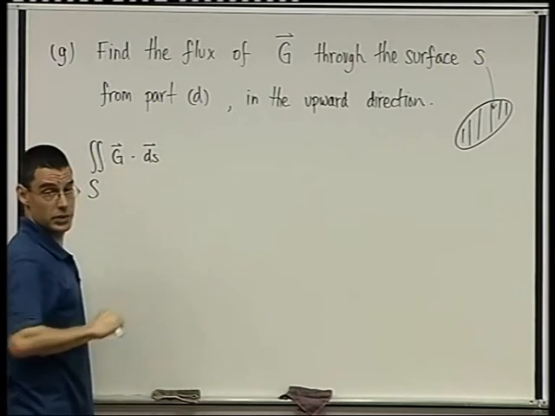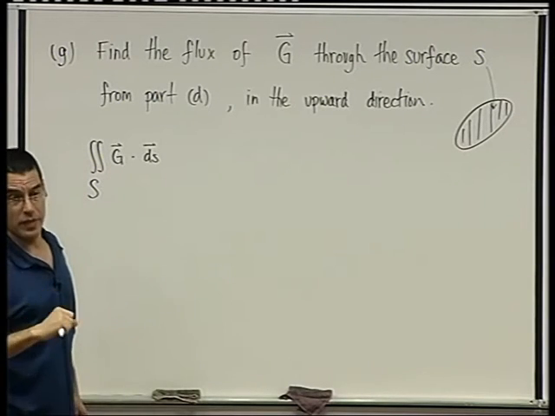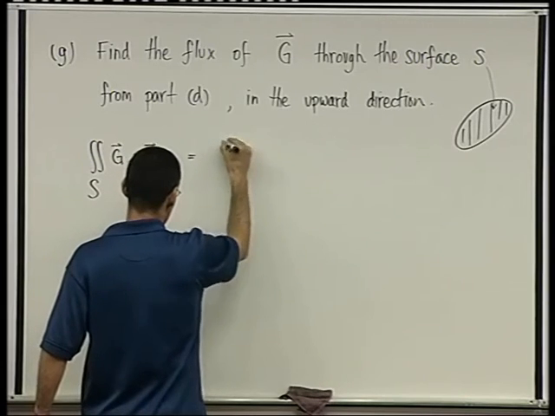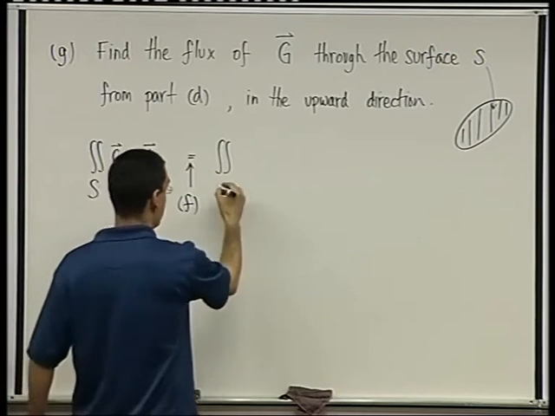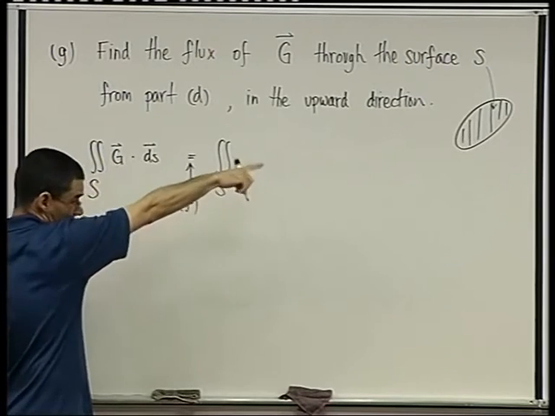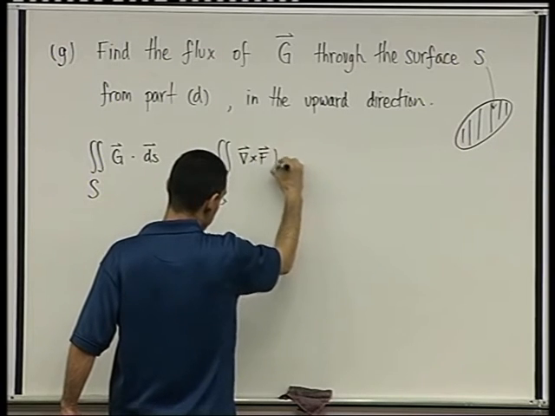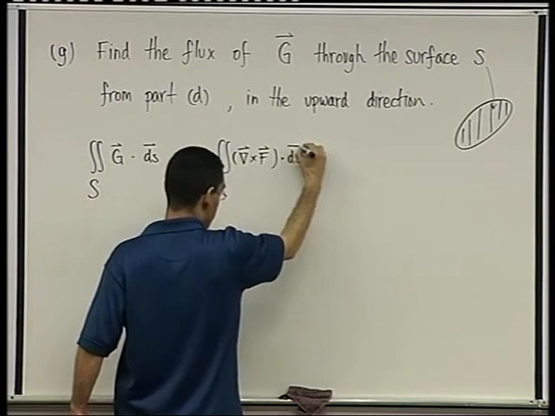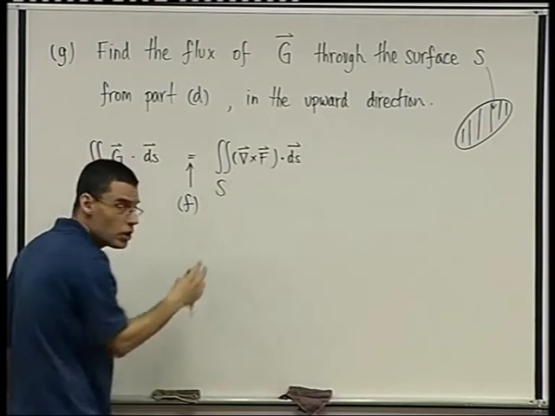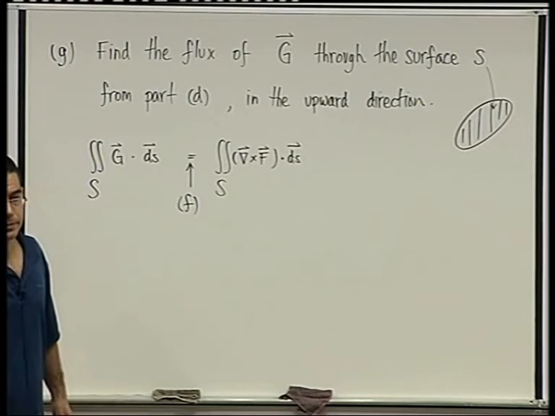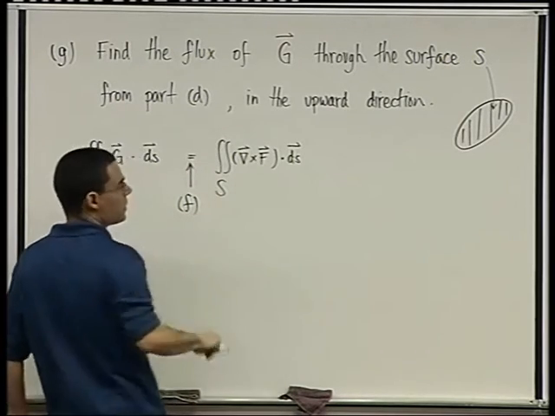So remember what G is. We just found in the previous section that G is the curl of F. So what's written here, using part F, is that G is just the curl of F. So we're looking for the surface integral over this tilted disk of the curl of F dot dS. Right? And when you see a surface integral of a curl, what hops to mind? Stokes' theorem. Stokes' theorem exactly addresses surface integrals of curls.